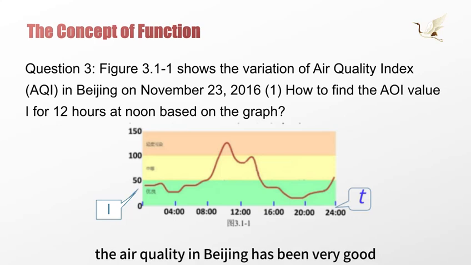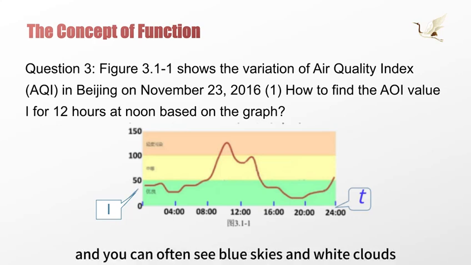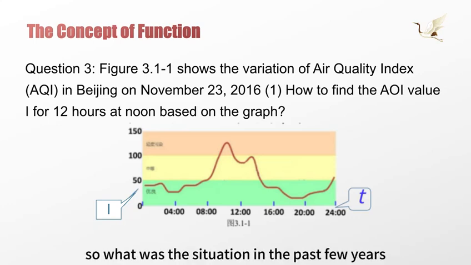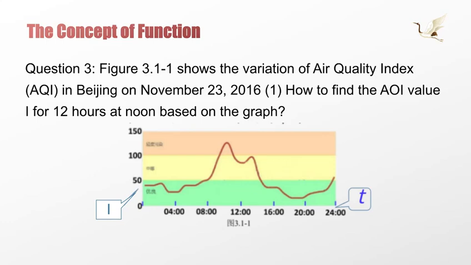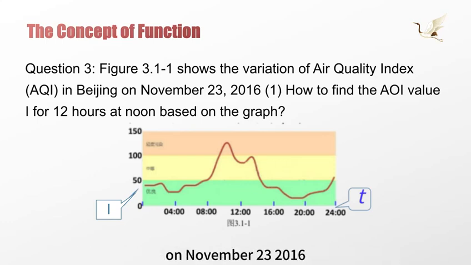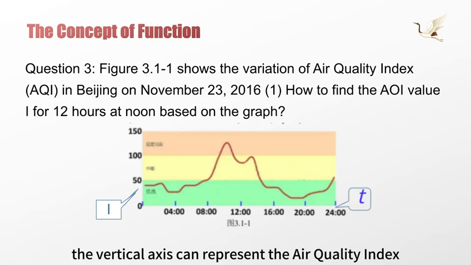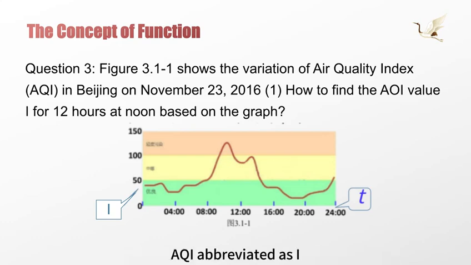The air quality in Beijing has been very good in recent years, and you can often see blue skies and white clouds. So what was the situation in the past few years? Figure 3.1.1 shows the variation of air quality index in Beijing on November 23, 2016. In this graph, our horizontal axis can represent time t. The vertical axis can represent the air quality index AQI, abbreviated as letter I.